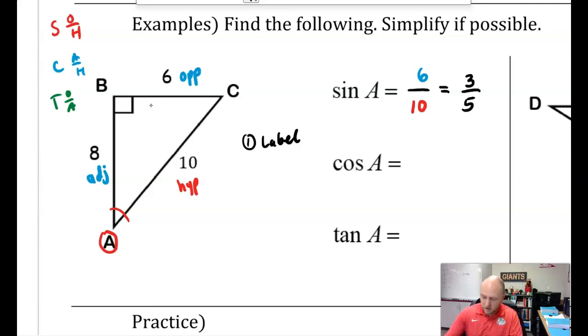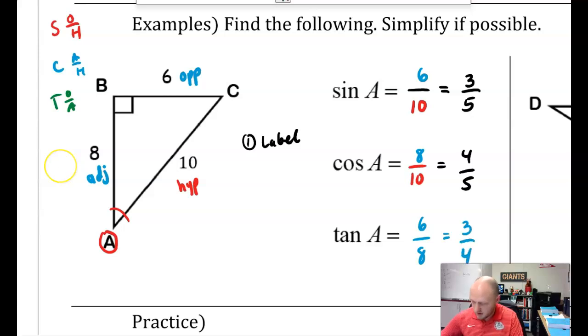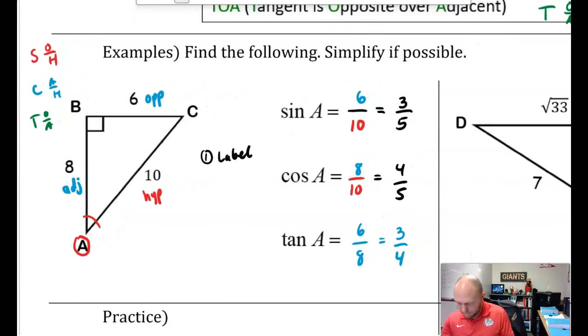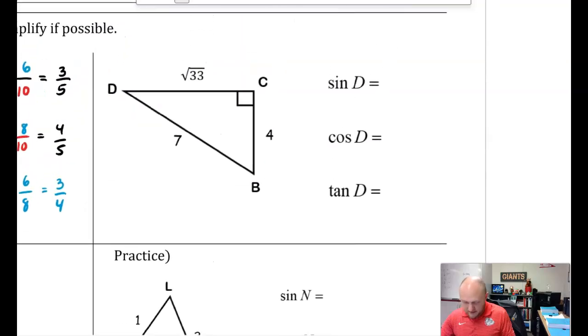Okay, next. Cosine of angle A. Well, cosine is adjacent over hypotenuse. The side adjacent is 8. So I have 8 over 10, which gives us 4/5. And then we have tangent, which is opposite over adjacent. So the side opposite, that's 6, divided by the side adjacent, that's 8. We get 6/8, which reduces to 3/4. Okay, not too bad. You're just writing your trig ratio.